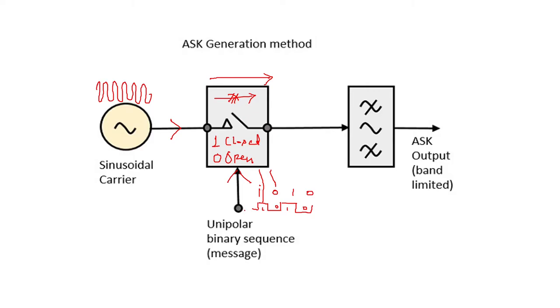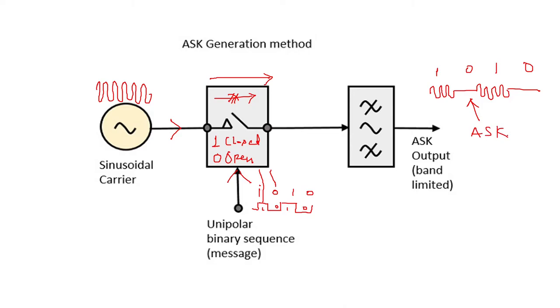Here, this switch is going to act as a multiplier. If anything is multiplied by 1, it will pass. If anything is multiplied by 0, it will not pass. So it is opening and closing, and that gives an idea of a product multiplier also. At the output, if the input was binary 1, you will get an output of the carrier. If the input was 0, you will not get any output. This will be called your amplitude shift keying waveform, the ASK waveform.